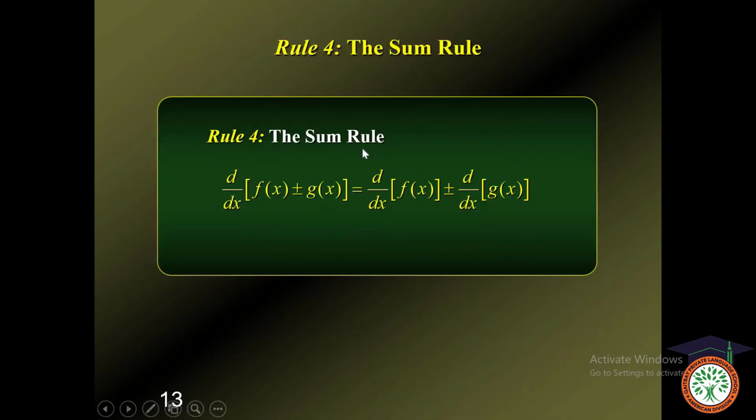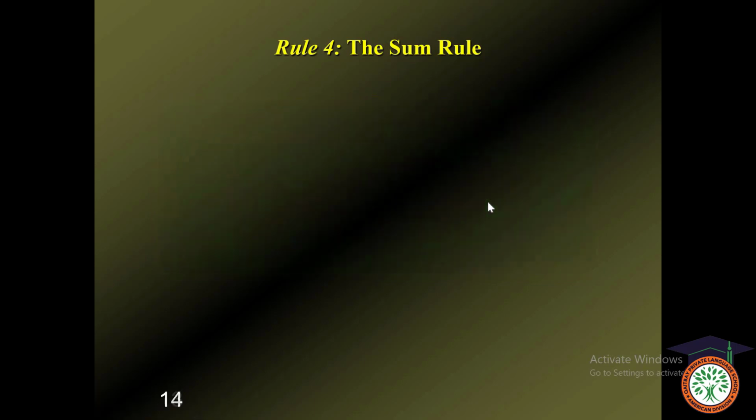This is the sum rule. How to find the derivative of an algebraic expression consisting of addition or subtraction between two or more functions: I'm going to find the derivative of the first function, and then the derivative of the second function, and write the sign between them, whatever the operation, addition or subtraction. Like that, the derivative of f and then the derivative of g.